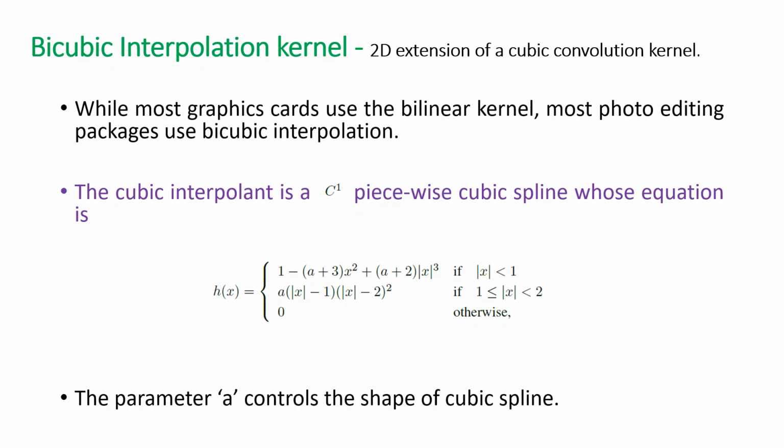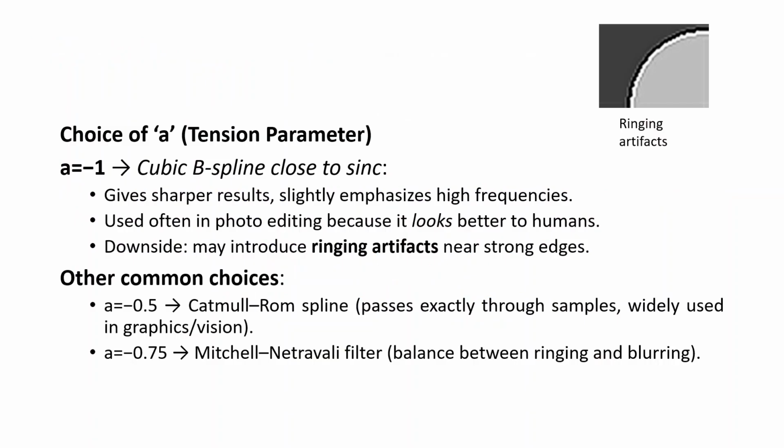So depending on the application, we can use bilinear interpolation kernel or bicubic interpolation kernel. The choice of A equal to minus 1 results in a sharper result, but it may result in ringing artifacts. Ringing artifacts is nothing but this. If you take an image, on editing the image, you may have seen this type of result. So this is known as ringing artifacts.